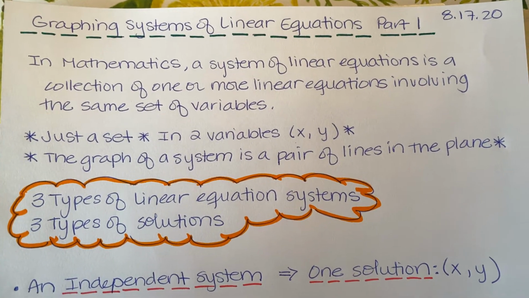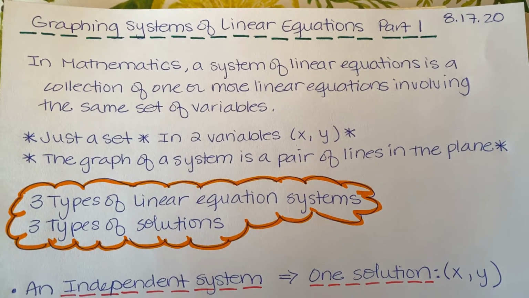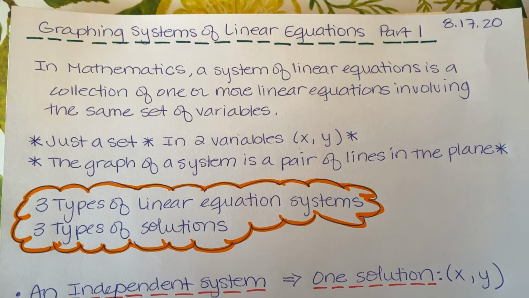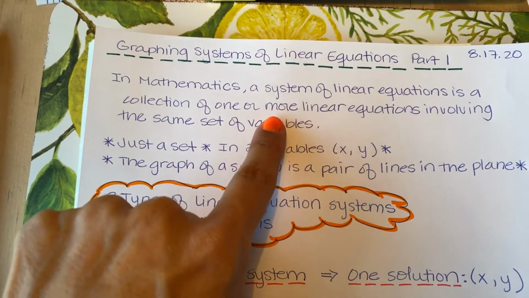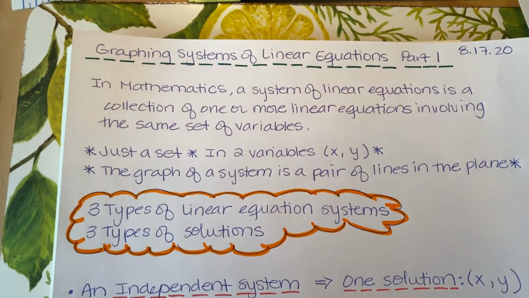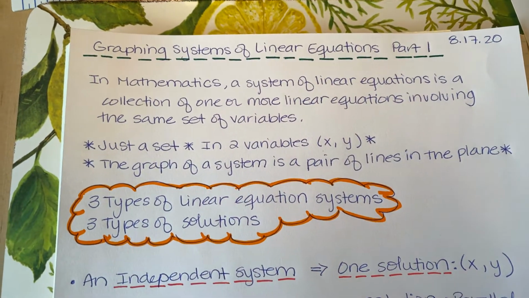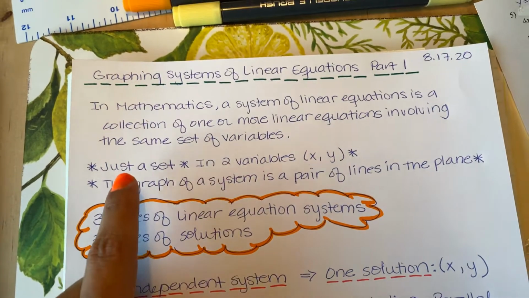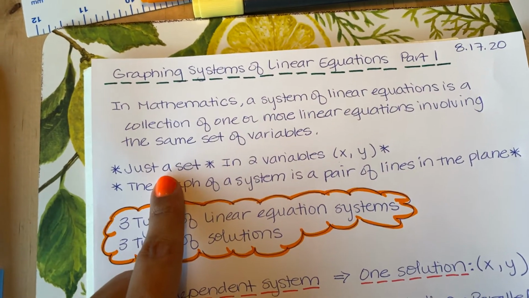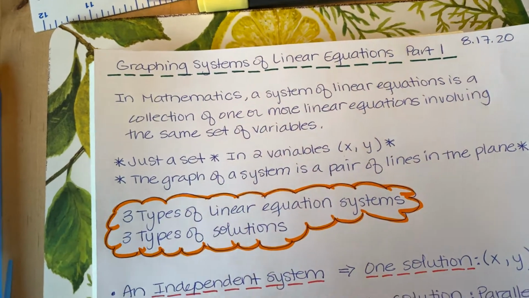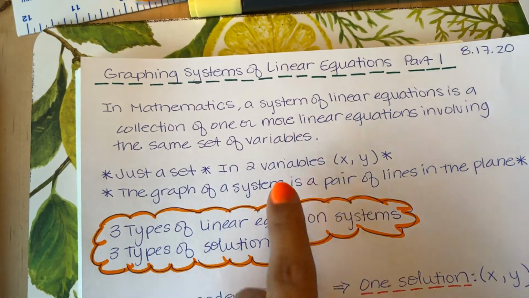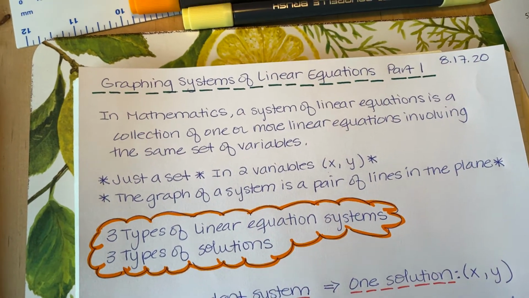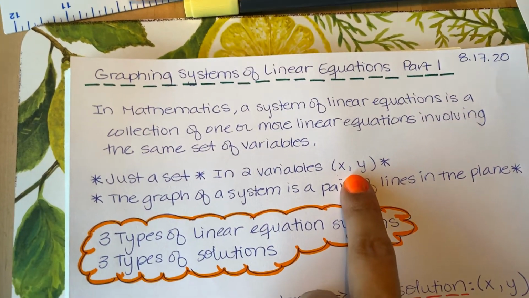In mathematics, a system of linear equations is a collection of one or more linear equations. In this case, we're only doing two. So when it says one or more, we're at the two mark. Equations involving the same set of variables, and in this case, we're using x, y. So what do we walk away with? It's just a set of coordinate points, if they exist. We're in two variables, x, y. So remember, your answers or your solutions or your points, your x, y table, your coordinate points, x, y.